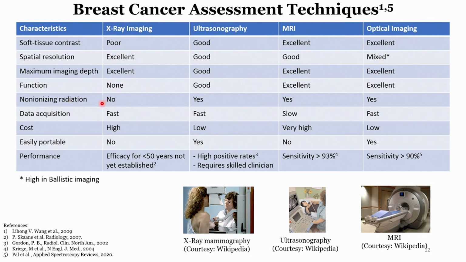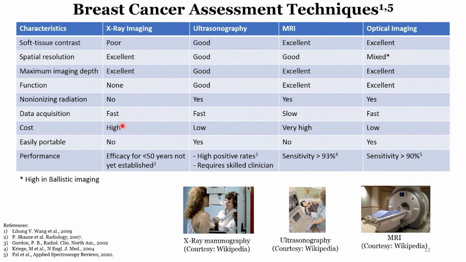Let us see now which one is non-ionizing. Of course, X-ray is actually ionizing, and the rest of them are non-ionizing. In the case of magnetic resonance imaging, we are using electromagnetic fields with coil structures and particular frequencies. If you talk about the CAT scan, computer aided technology, it is still actually an X-ray image. Data acquisition is very fast in the case of X-ray imaging, ultrasonography and optical imaging, but in the case of MRI, it is comparatively slow.